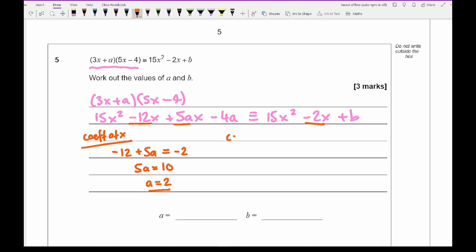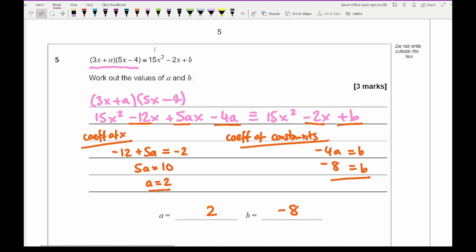And then if I look at the coefficients of the constants, that's going to be minus 4a equals b. We know that a equals 2, so that's going to be minus 8 equals, sorry, I don't know why I've put a plus there, equals b. And there I've got my second value. So a equals 2 and b equals minus 8.